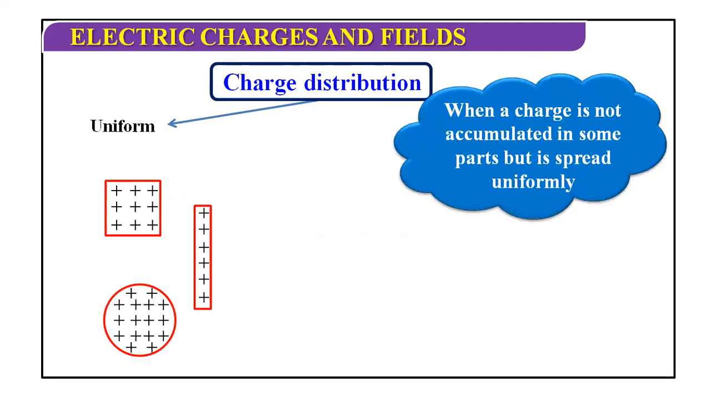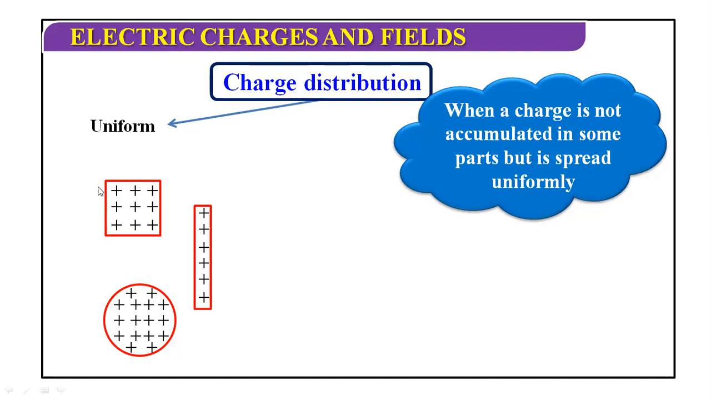So first is uniform charge distribution, and we have three objects. One is a sphere, other is a rod type object, and then it is a circle or a sphere. So how can we say that charge is distributed uniformly? When charge is not accumulated in some area or some parts of the body.